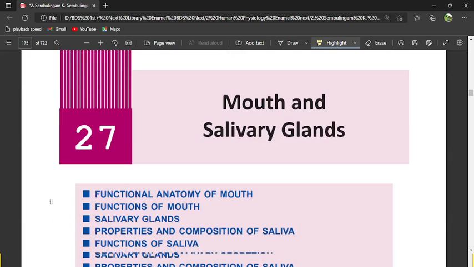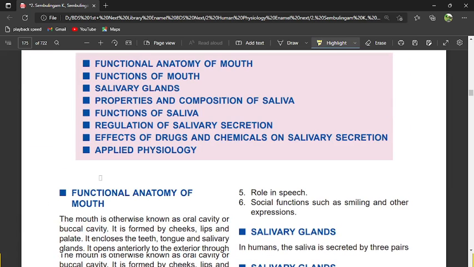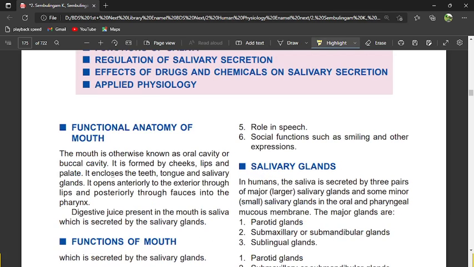Let us go to the mouth and the salivary glands. So if you want to take a break, you take a pause in this video and continue. Right, let's go to the functional anatomy of mouth. So mouth is otherwise also known as oral cavity or buccal cavity.